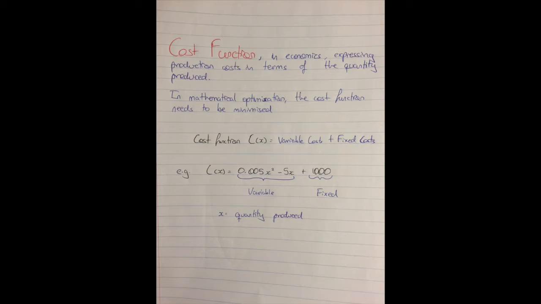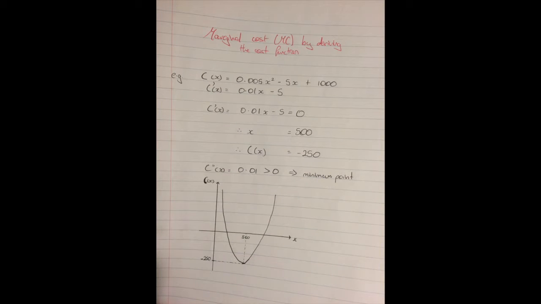For example, we have a cost function like 0.005x squared minus 5x plus 1000. In this example, we can see that 1000 is assumed as the fixed cost and the variable cost is 0.005x squared minus 5x, where x is the quantity of goods produced. To find the marginal cost, we differentiate the cost function. After that, we get the answer 0.01x minus 5.